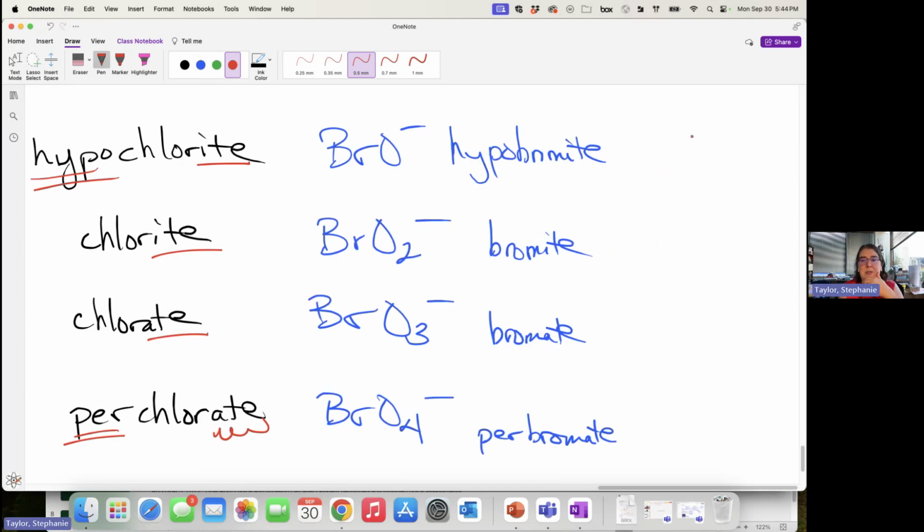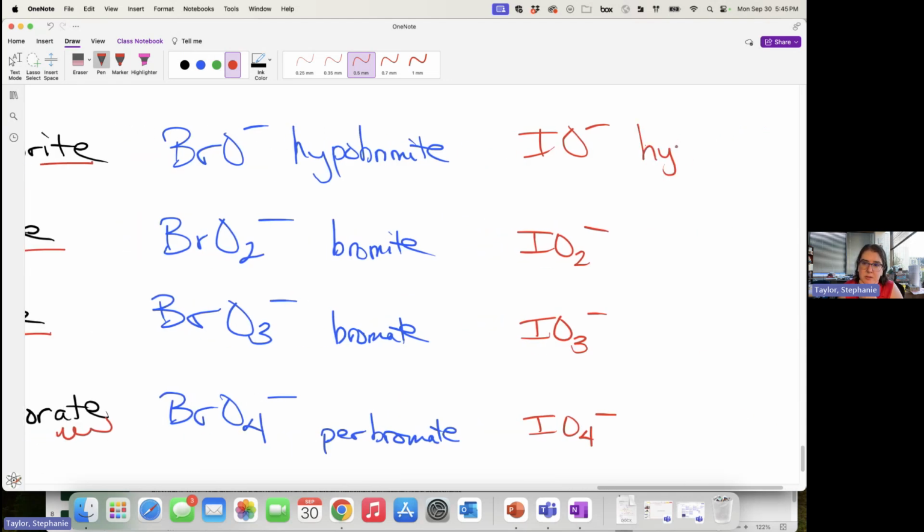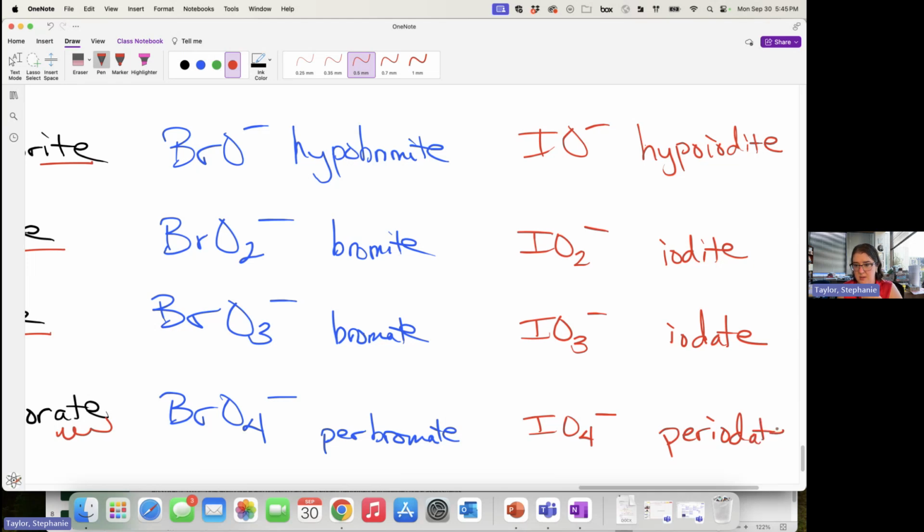I could do it with iodine too, and it's the same thing. So I'm going to tell you that yes, you are responsible for those. They were in Alex. I am going to be revamping my notes a little bit to make sure that I put them in there. But you absolutely can name them because you're responsible for chlorates, and they are the same as the chlorates.